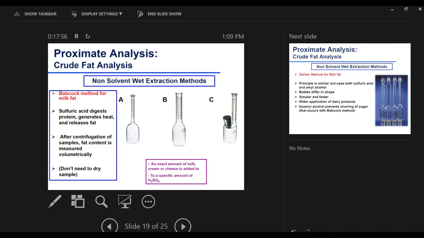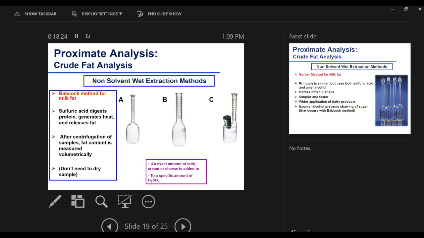Okay, so the last form of fat determination is the non-solvent extraction, or wet extraction method. This Babcock method is the most common one for dairy products. So you have one flask for milk, for cream, and for cheese.